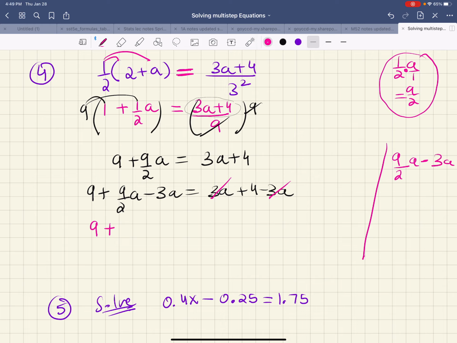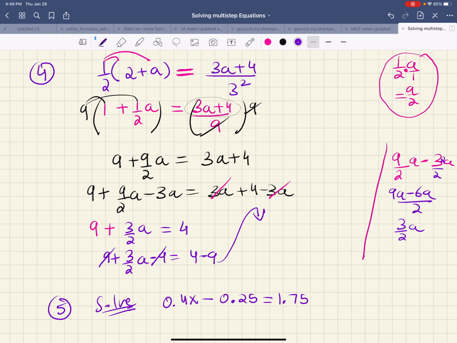minus 3a. We need the common denominator, so multiply top and bottom with 2. So it turns out to be 9a minus 6a divided by 2, which is 3 over 2a. So 3 over 2a equals 4. All right, so we want to take the 9 to the other side now. The 9 is being added over here. So I'm going to subtract the 9 from both sides. So subtract 9 from both sides. That way I don't have any constants left on the left-hand side. So 3 halves a equals 4 minus 9, which is negative 5.